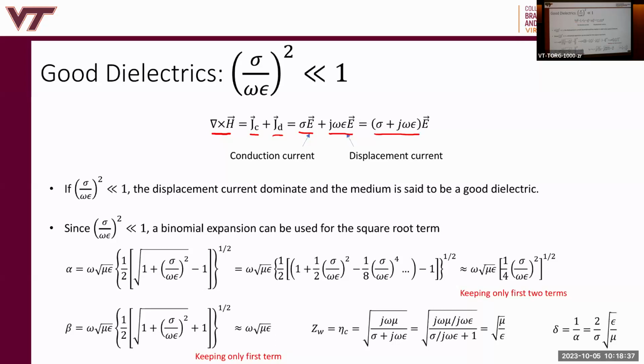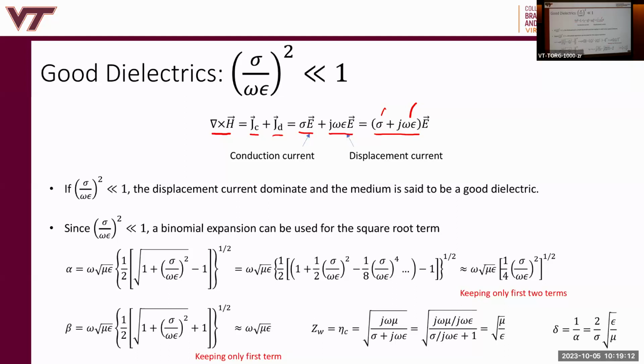If we ratio sigma to omega epsilon, this sigma represents a conductive current, omega epsilon represents the displacement current, right? The displacement current in a dielectric medium is not really a flow, but it's the oscillation of the bound charges, right? The polarization. And the conduction current is associated with the loss in the medium and the charges that are free to move. Okay.